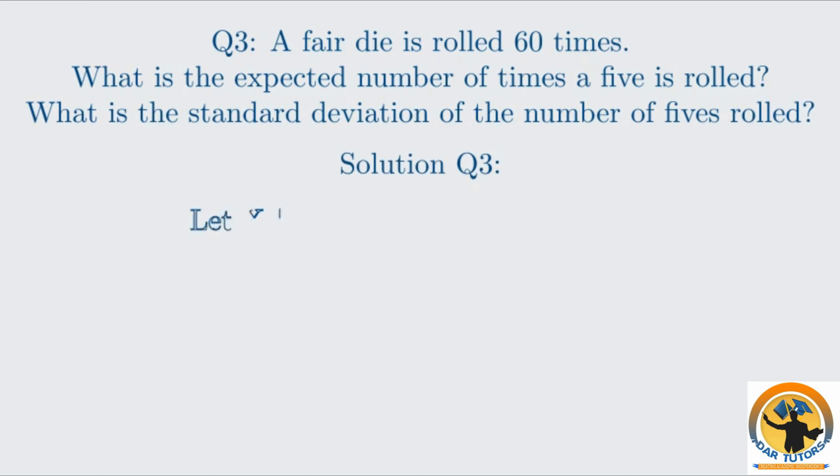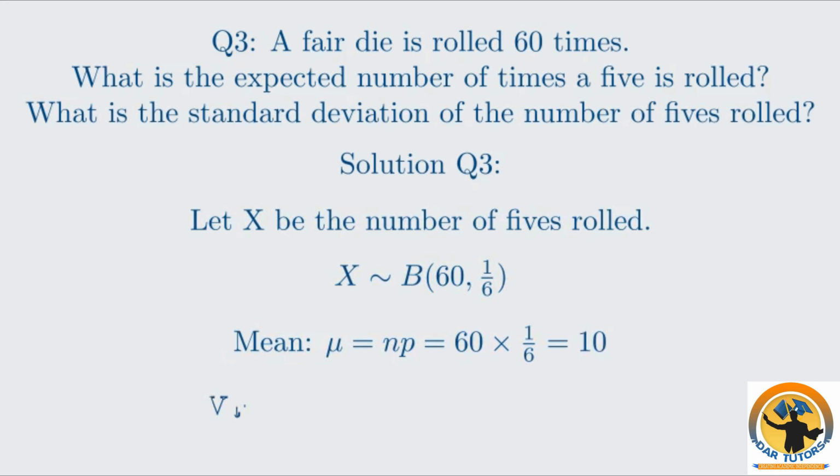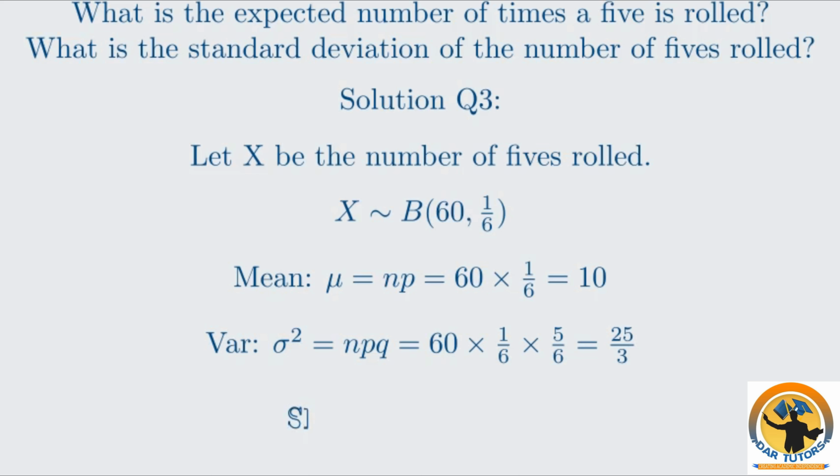Solution. Let X be the number of 5s rolled. X is distributed as B(60, 1/6). The mean is np, which is 60 times 1/6, or 10. The variance is npq, which is 10 times 5/6, or 25/3. The standard deviation is the square root of the variance, the square root of 25/3, which is about 2.89. So, we expect 10 5s, with a standard deviation of about 2.89.